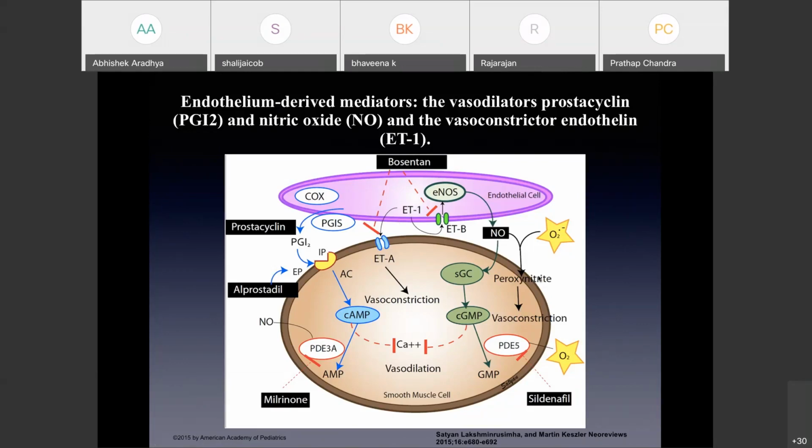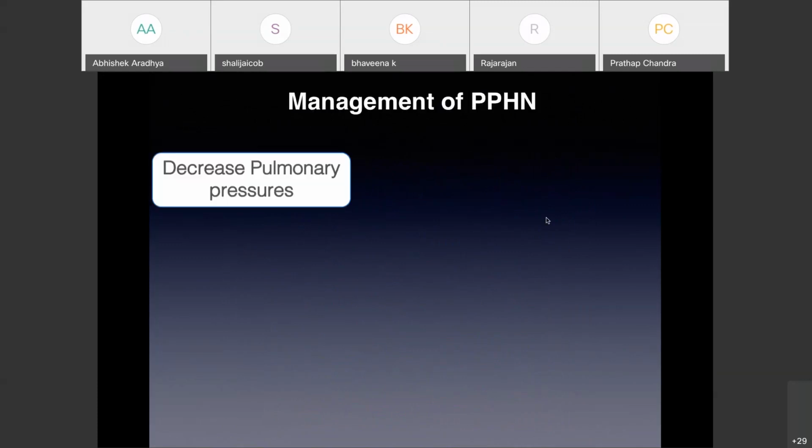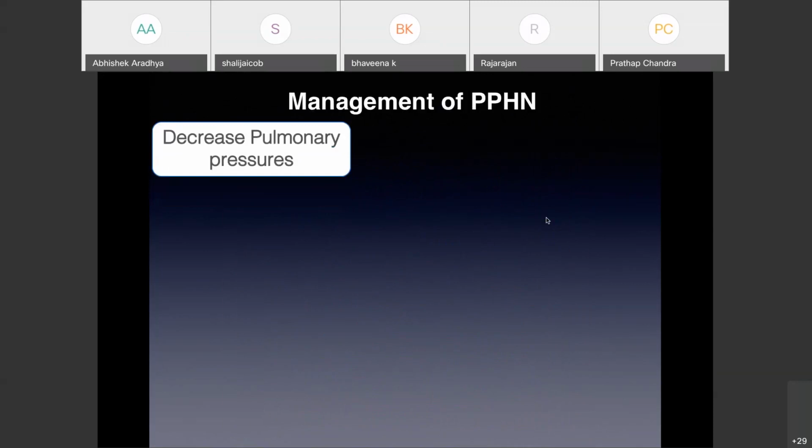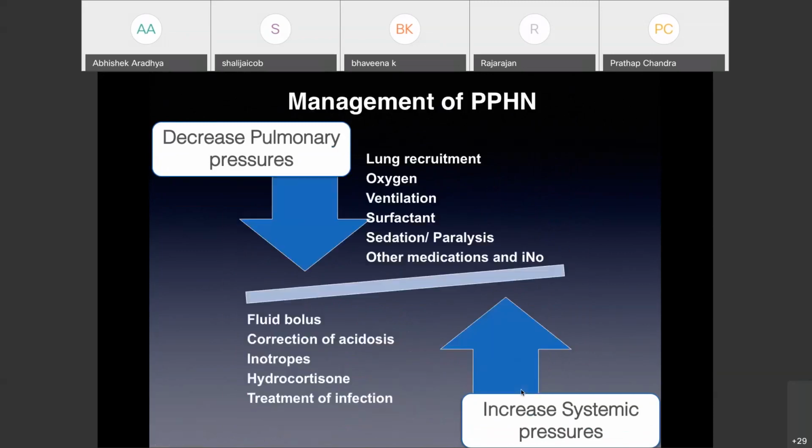I hope you're with me, because I cannot see any of you and you cannot see me. Moving on, you know the pathophysiology, you know the causes, you know what happens after birth. Now we will swiftly move on to the management of pulmonary hypertension. The most important way to manage it is that on one side you decrease the pulmonary artery pressures, and on the other side you increase the systemic pressures, by having a balance of these two.